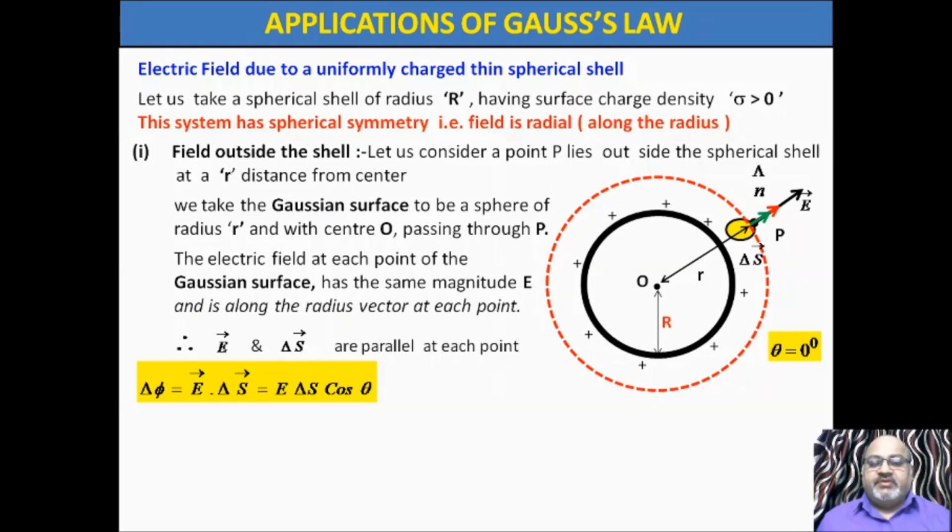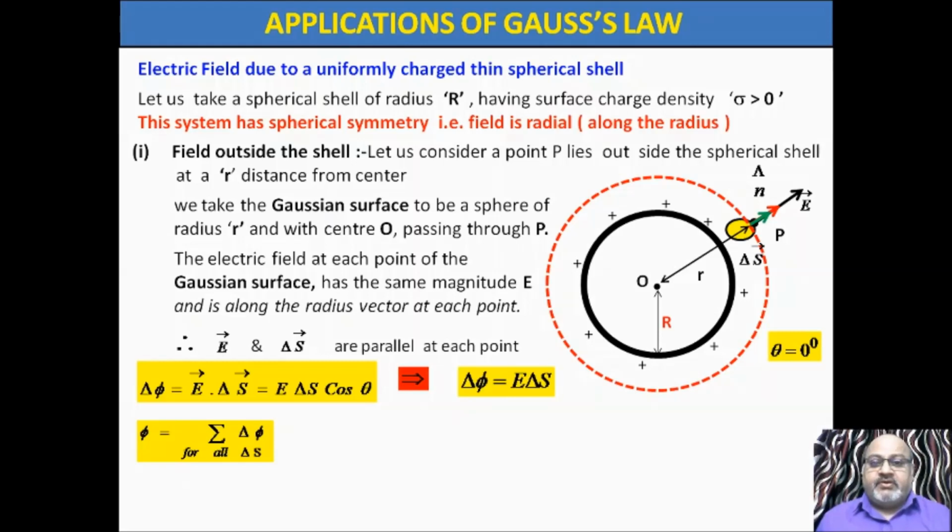Now we know this. The electric flux of this small area element is delta phi, which is the scalar product of electric field intensity E and area vector delta S. And the scalar product is equal to E delta S cos theta. And you know theta is 0. So what will be the result? Electric flux associated with the small area element is E delta S.